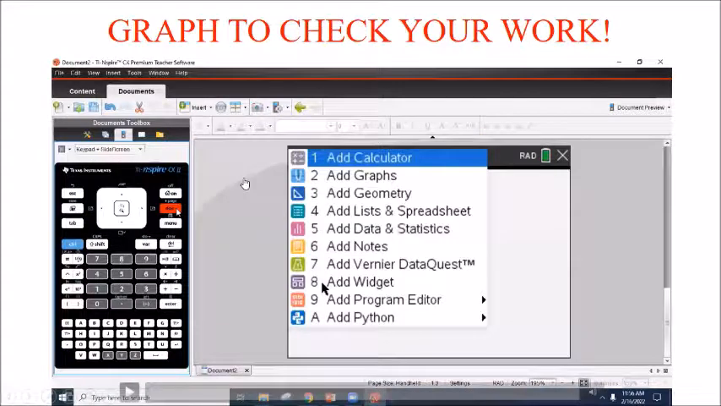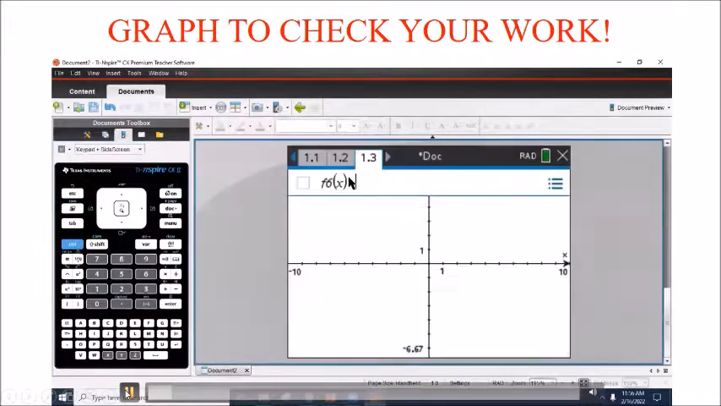Let's take a look here at your calculator. Just double check that work. We're going to go in and we're going to graph our question.